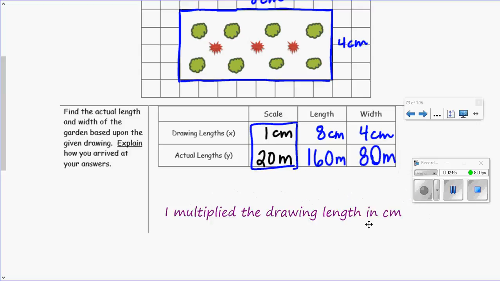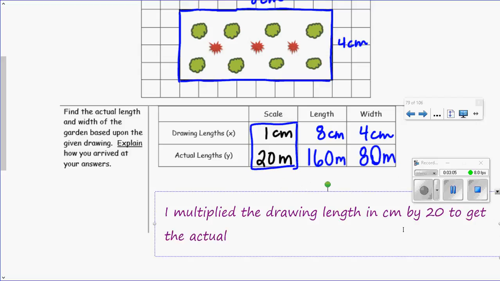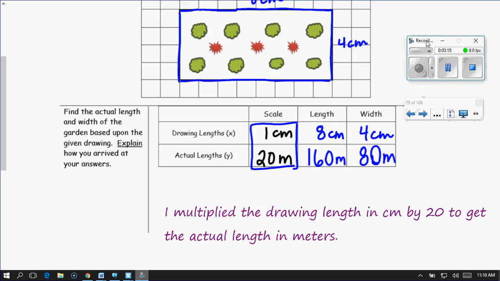What did I do with the drawing length in centimeters? I multiplied it by 20 to get the actual length in meters. So pretty simple, not much to that. It was a nice whole number, so I went ahead and just multiplied by 20. Make sure you have the labels too, though, okay? I don't want you thinking that it's 8 centimeters to 160 centimeters. Each centimeter is 20 meters, okay? So the actual lengths are meters, the drawing lengths are centimeters. Okay, and that's it for page 79.